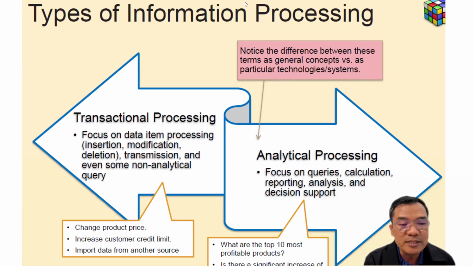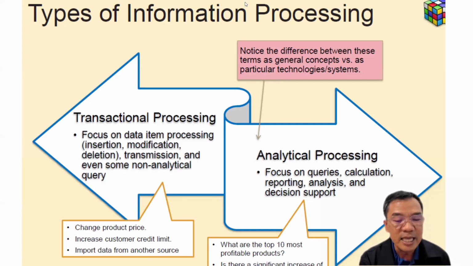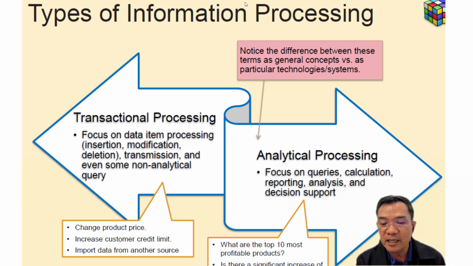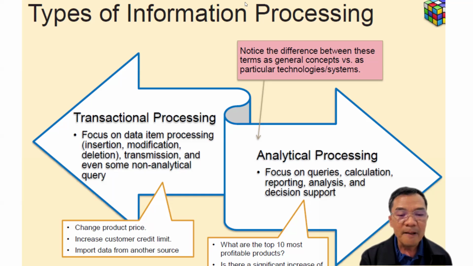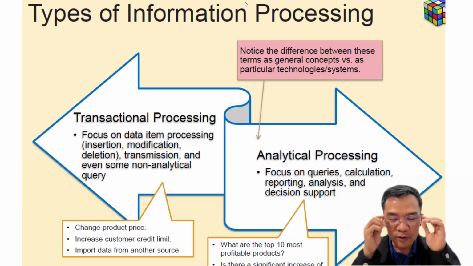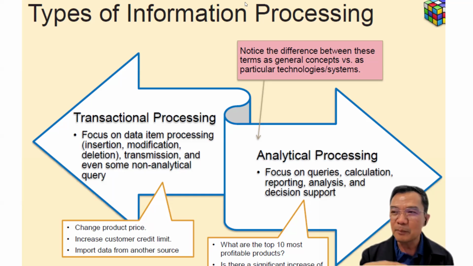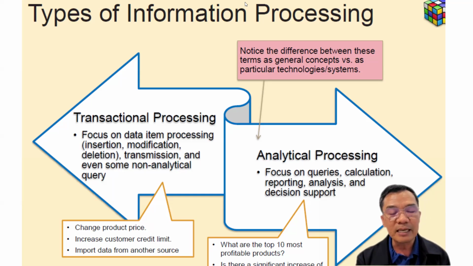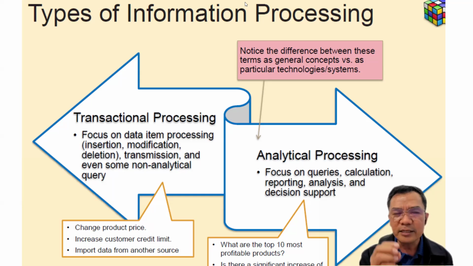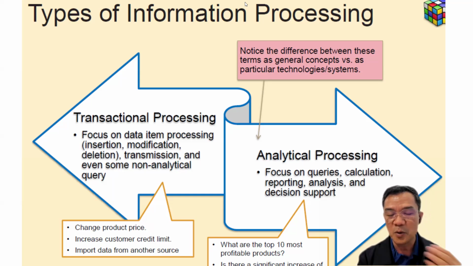But to differentiate the two, transactional processing focuses on data item processing: insertion, modification, deletion, transmission, and even some non-analytical queries, while analytical processing focuses on queries, calculation, reporting, analysis, and decision making. So there are two processes managed from the information system perspective. Our everyday operations can be part of transactional processing. These are the sources of data that later will be consolidated to produce analytical processing. So I hope that it's clear for us which part is transactional and which part is analytical.